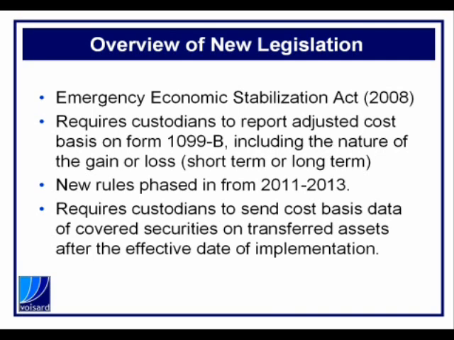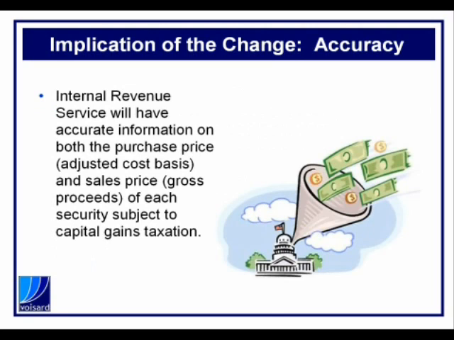Now, what's the implication here? Well, the Internal Revenue Service, going forward, will have accurate information on the purchase price, or the adjusted cost basis, and on the sales price of each security. And when you start looking at the IRS having both sides of the transactions, it's really a way to be more accurate in the reporting of cost basis and capital gain.